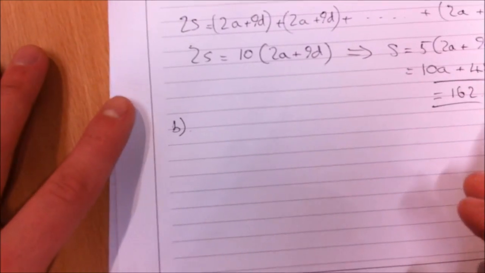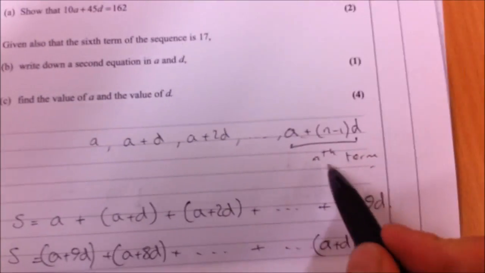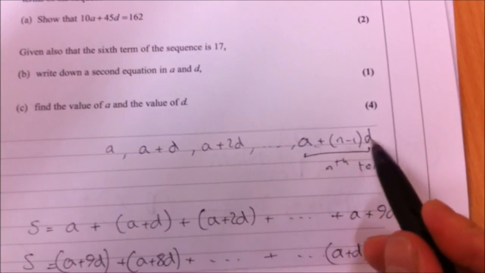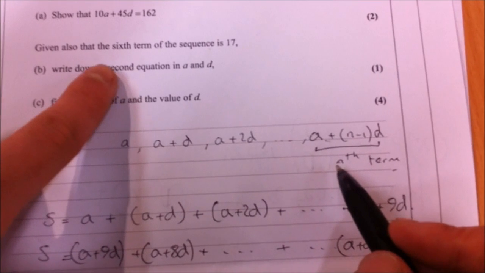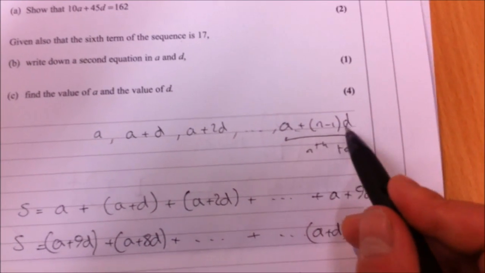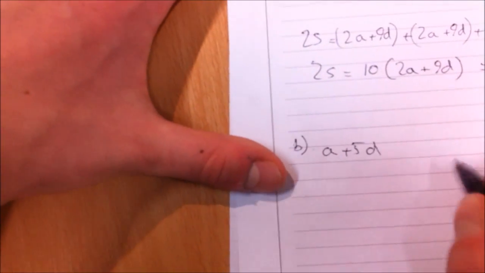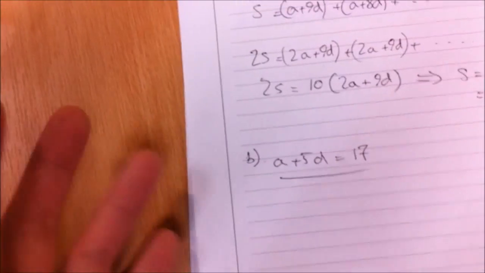It says that given also that the sixth term of the sequence is 17, we need to write down a second equation in terms of a and d. So if we go back up to the nth term here, we've got that the nth term is a plus n minus 1 d. So here n is 6 because we're after the sixth term. So it would be a plus 6 minus 1 d, which is equal to a plus 5d. And this is equal to 17. So there's another equation that we can write down in terms of a and d.